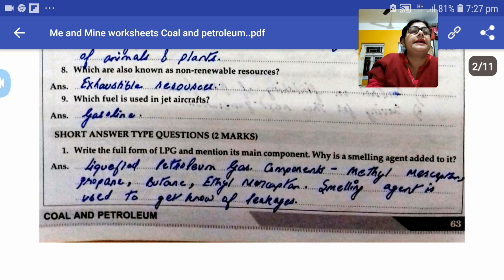Write the full form of LPG and mention its main component. Why is smelling agent added to it? Now LPG, the full form is liquefied petroleum gas, okay, and the smelling agent which is added to it is methyl mercaptan. Spelling will be methyl mercaptan. Okay, propane, butane, and methyl mercaptan. So smelling agent is used to prevent the leakages.